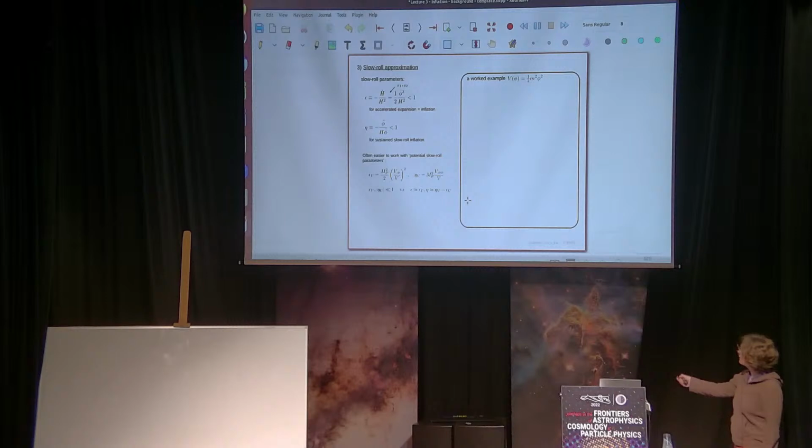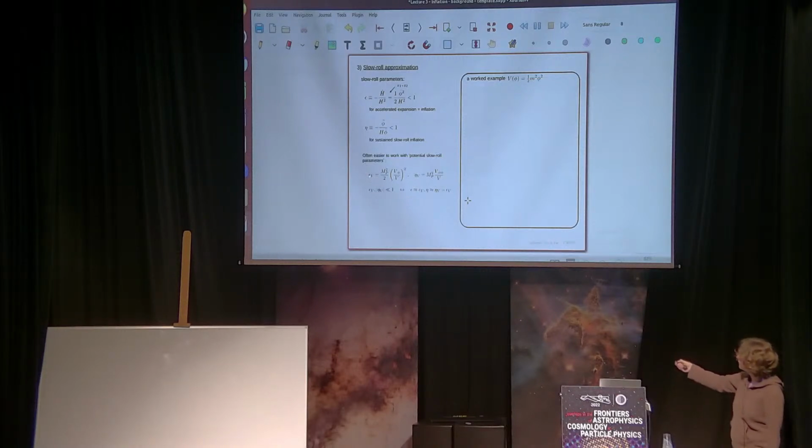So here we again define an epsilon and an eta with subscript V. And here they are now defined in terms of derivatives of the potential. Epsilon is given by the first derivative of the potential, and eta is given by the second derivative of the potential.